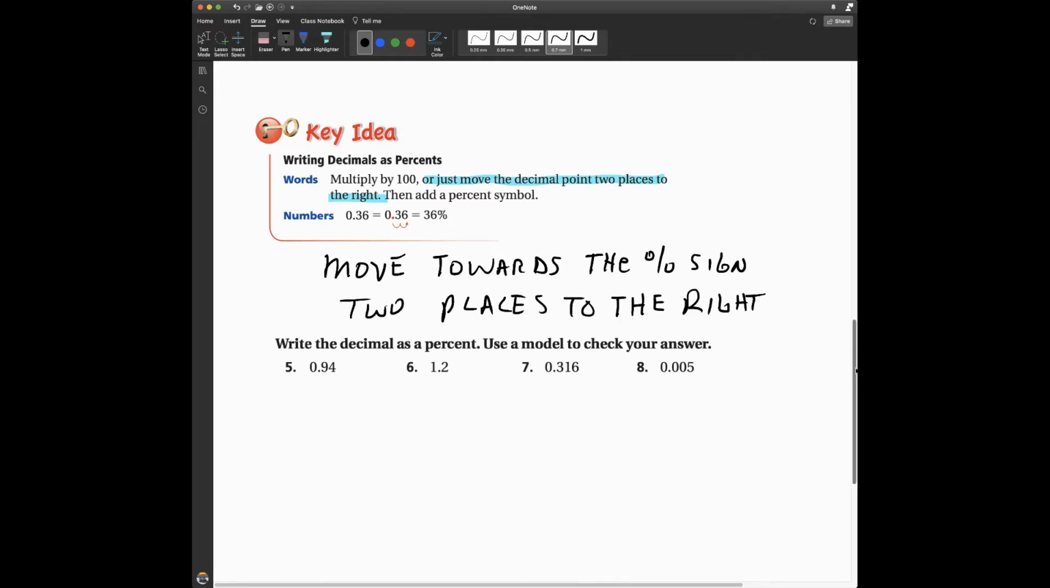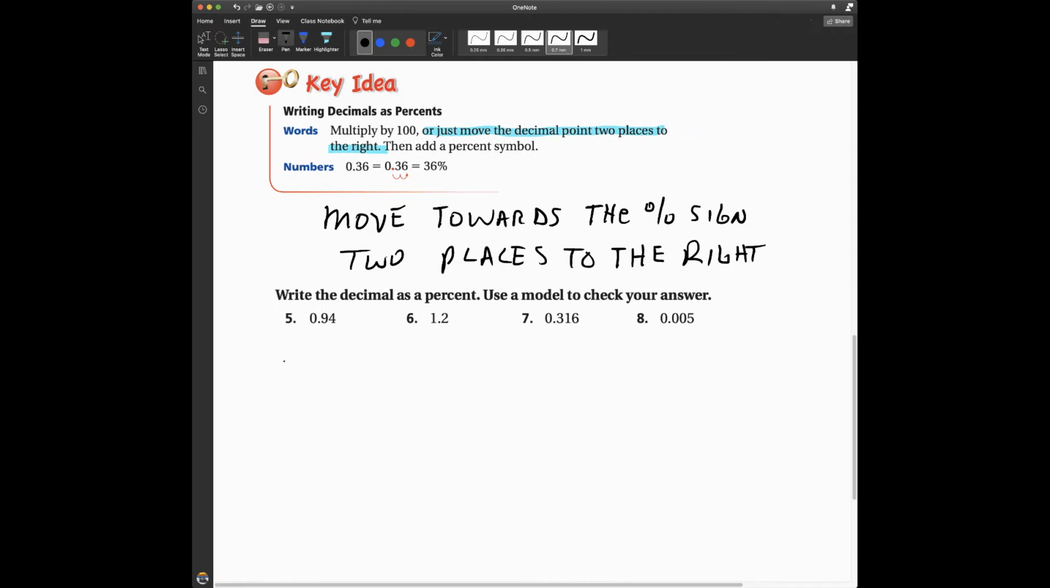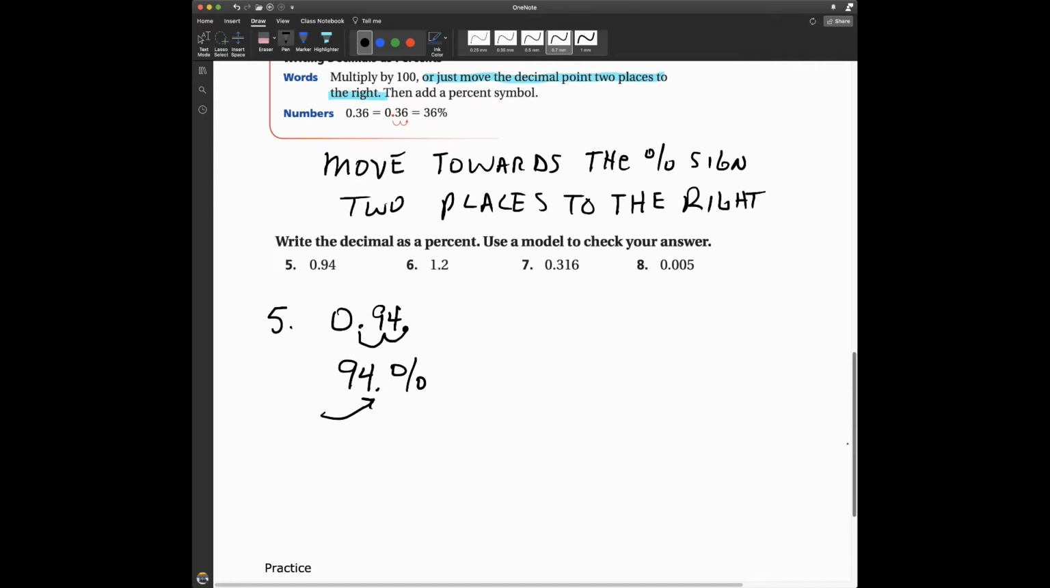Let's look at some examples of this. Here's number 5. Here's my decimal, 0 and 94 hundredths. So I just move the decimal 2 places to the right. 1, 2, so it'll go right there. So it'll be 94%. And we usually don't leave that decimal there. You don't see it when you just write down an integer. You could leave it there, but you don't need it. So you could just write it as 94%.